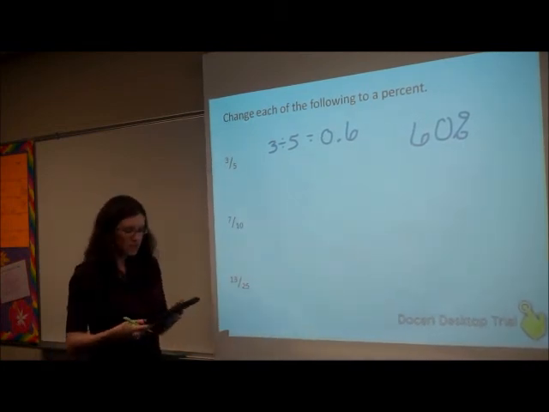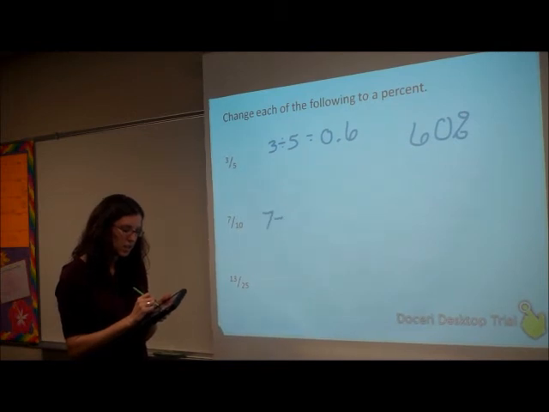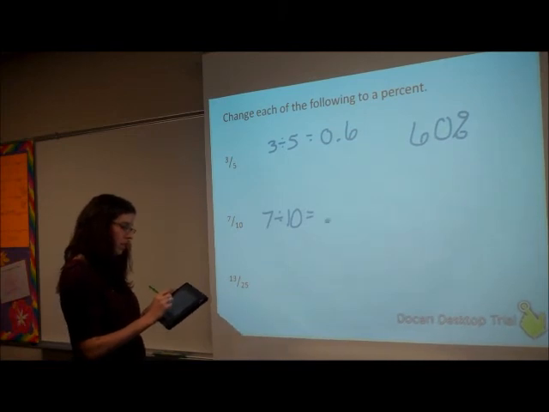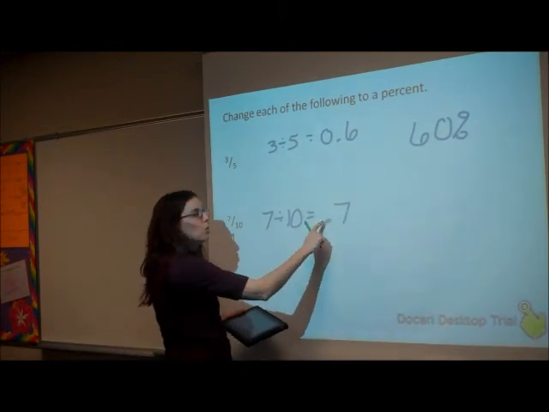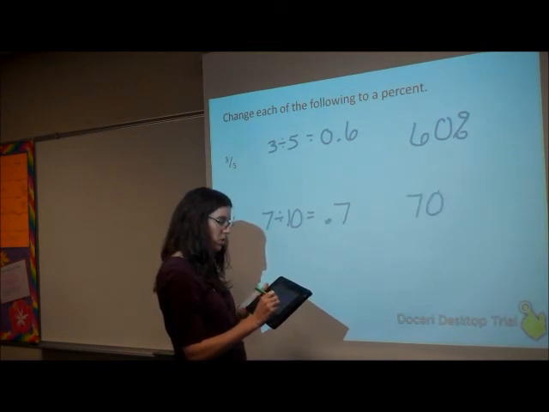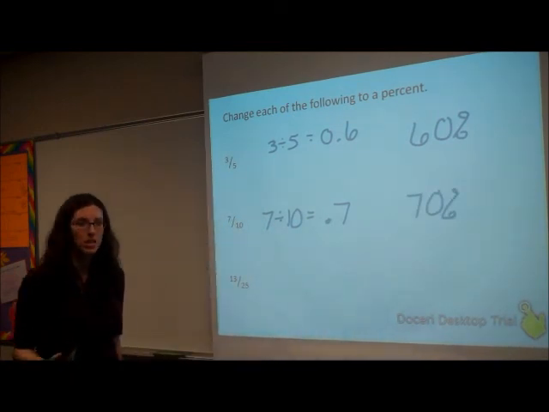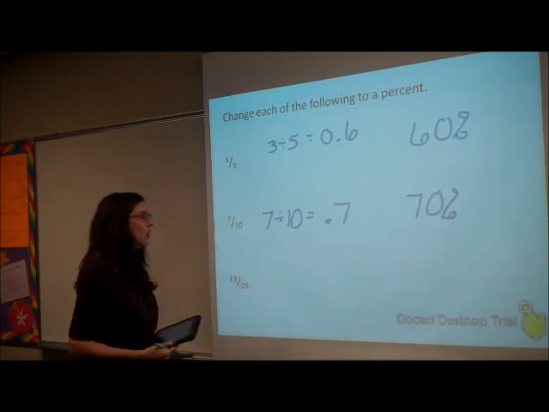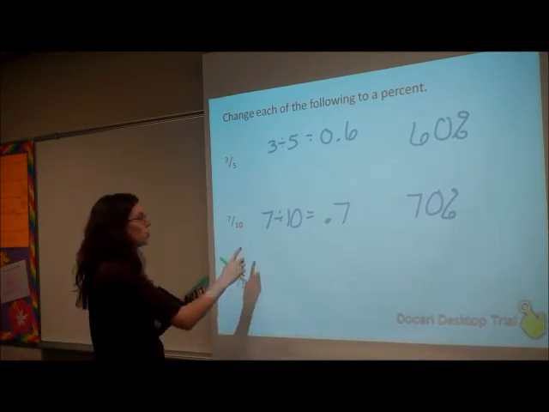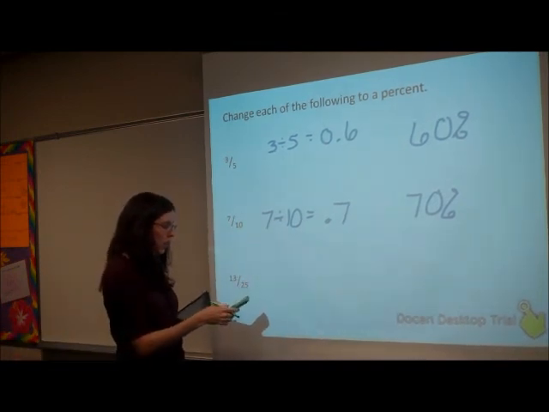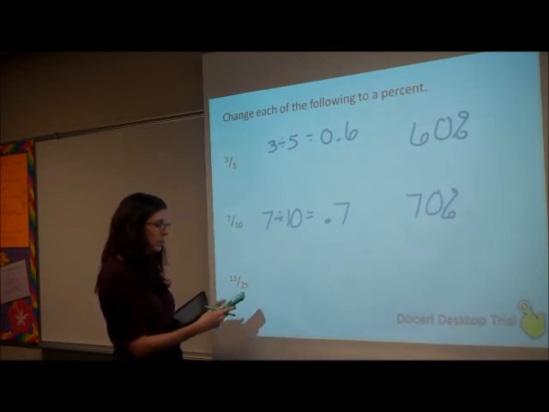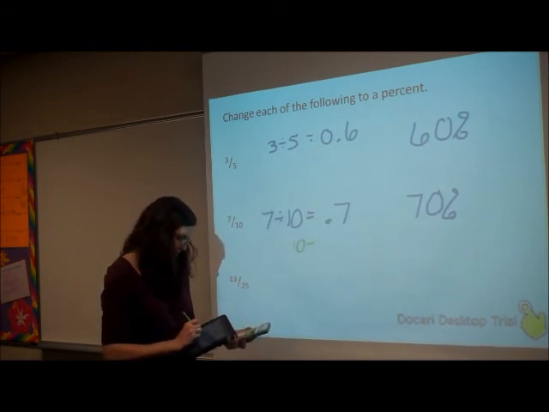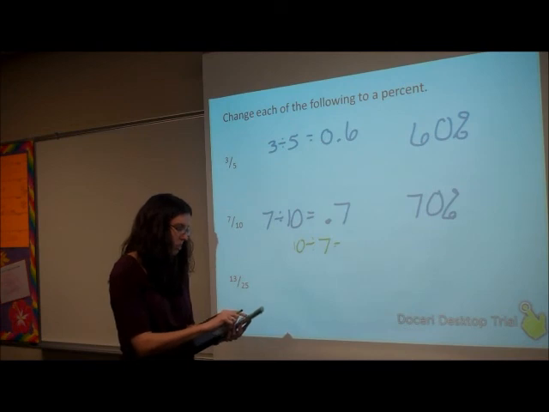Okay? 7 tenths. I want to take 7, divide by 10, and we get 0.7. Seven tenths. So multiplying by 100, or moving our decimal 2 places to the right, we get that it is 70%. Now, don't write this down because this is going to be wrong. Some people can't remember which order you divide. If you take 10 and divide it by 7, again, don't write this down, 10 divided by 7 gives you 1.428.